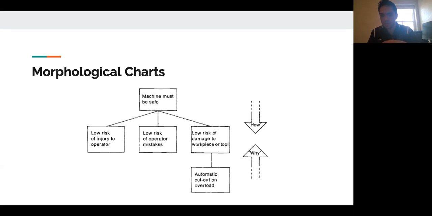And then another thing is, how do we make a low risk of operator mistakes? You can imagine a box here.